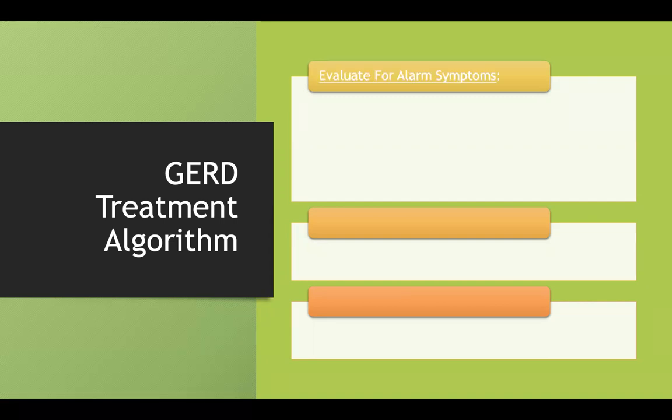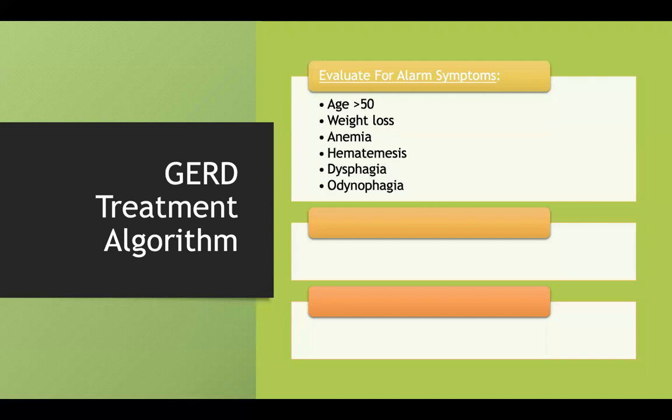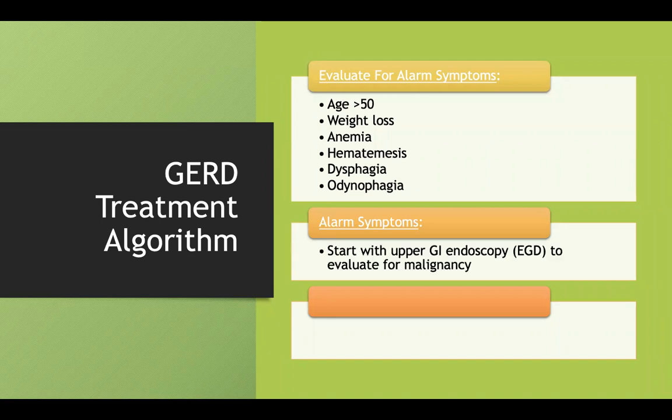So the first thing I want you to do in anybody who you think may have GERD is evaluate them for alarm symptoms, okay? These are: anybody age greater than 50, recent weight loss, anemia, hematemesis, dysphagia, or odynophagia, so trouble swallowing or pain while swallowing. If they have alarm symptoms, they need to get an upper endoscopy first.